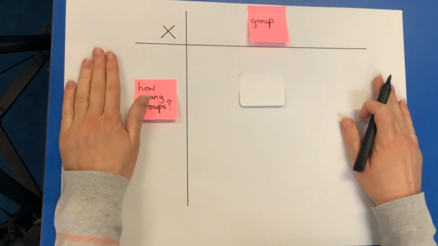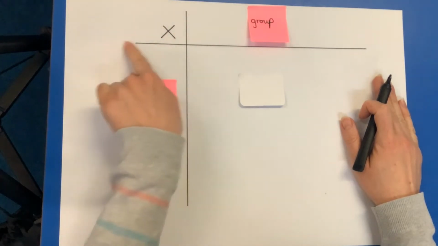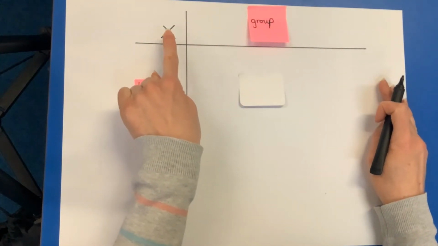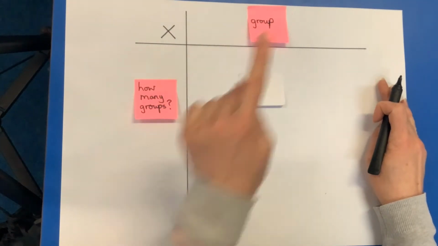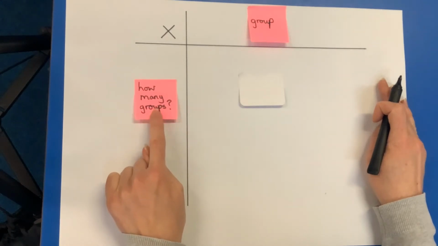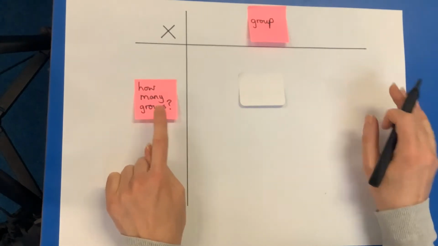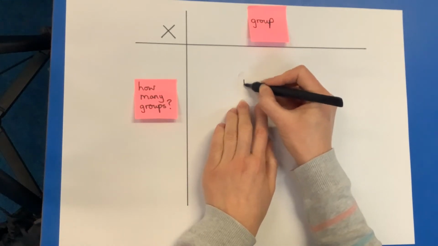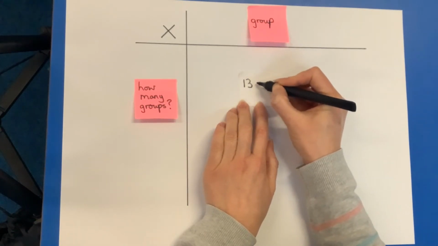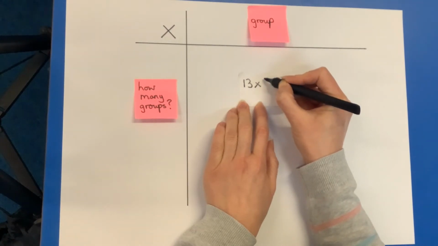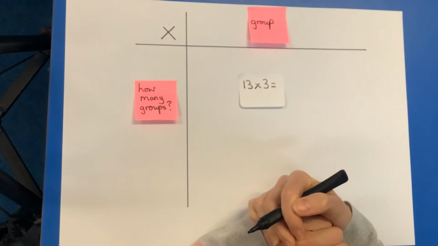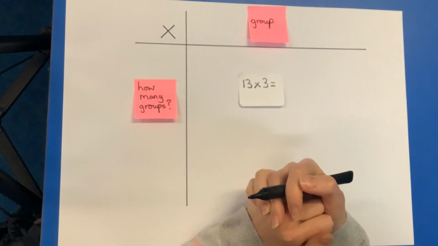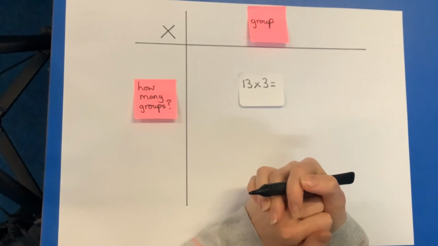Just take a sheet of white paper, a ruler, draw your lines, put your multiplication sign in the top right-hand corner. Remember that what goes up here is the group, and what goes here is how many groups I have got. So let's go beyond 12. We're going to start with 13, and we're not going to make it too tricky to start with. We're going to say 13 times 3 equals. Now, you might know what 13 times 3 is, but it's not in your times table, so it's not one that you need to know off by heart.